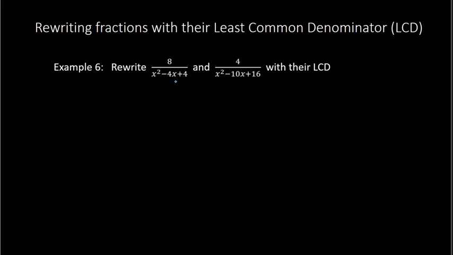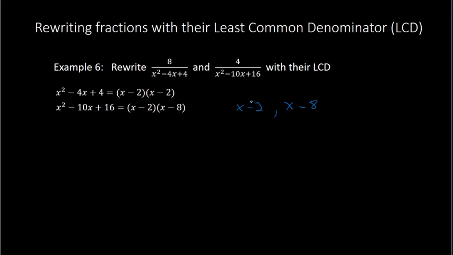So x squared minus 4x plus 4, assuming we know how to factor, we would get x minus 2 times x minus 2. X squared minus 10x plus 16, that can factor, and assuming we know how to factor that, we would get x minus 2 times x minus 8. So from here, now that we've factored, we can determine the least common denominator by looking at the factors that we have represented. We have x minus 2's, and we have x minus 8's.